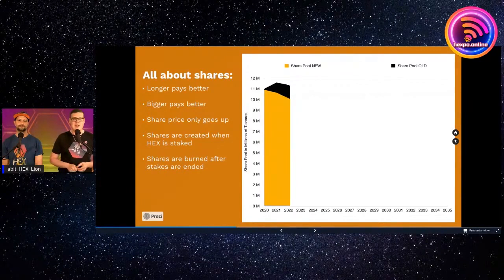And for the bigger pays better function, you could increase your T-shares by up to 10%. We have the share price, which is only going up, and this is also a great innovation of the HEX system, and it also takes care that nobody can cheat the system. So what you see here on that chart is the total amount of T-shares in existence. The black chart here was our chart from last year.